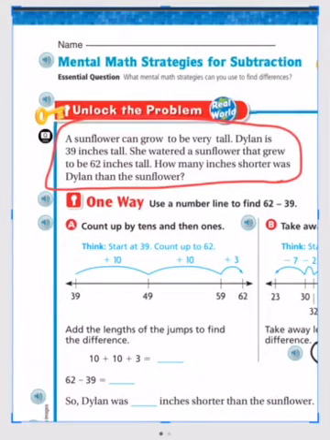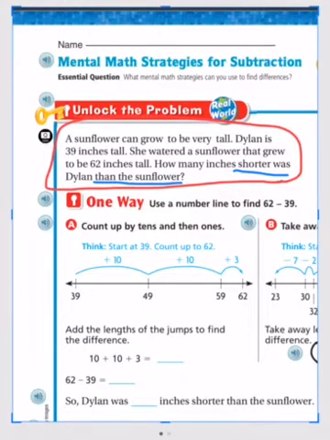A sunflower can grow to be very tall. Dylan is 39 inches tall. She watered a sunflower that grew to be 62 inches tall. How many inches shorter was Dylan than the sunflower?